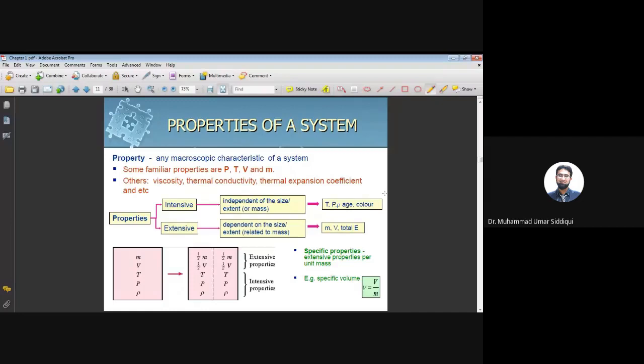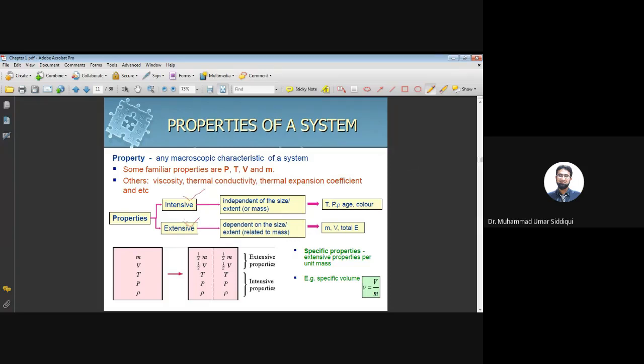Okay, properties of a system. Now we are going to discuss multiple properties of the system. The thermodynamic properties are very important here. Obviously, you are going to be using those thermodynamic properties to analyze thermodynamic systems. So we have different properties, like for example, pressure, temperature, volume, mass, viscosity, thermal conductivity, thermal expansion coefficient, energy, enthalpy, entropy. There are so many properties. We specify the properties into two major classes: intensive properties and extensive properties.